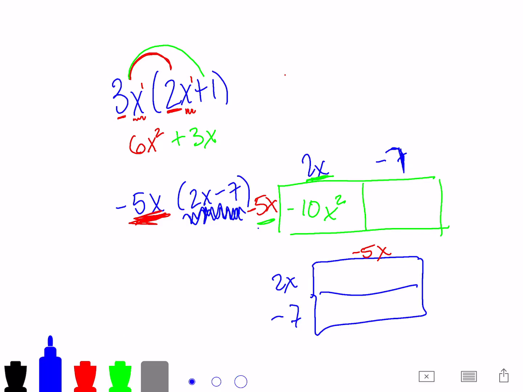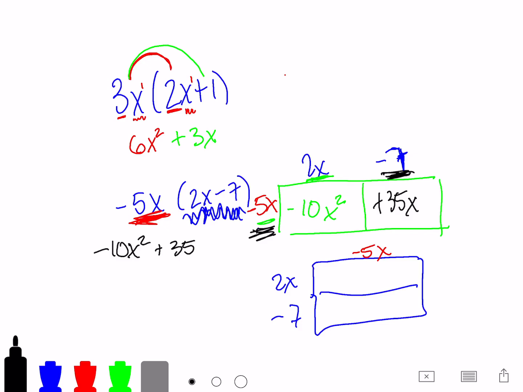This was a horrible job of writing a 7. So now we do the negative 5x times negative 7, that gives us a positive 35. This one has an x, this one does not, so I keep the x, and we have negative 10x squared plus 35x. So our answer for that, we write off to the side. This is often referred to as the box method. You need to write the answer outside of the box at the end.